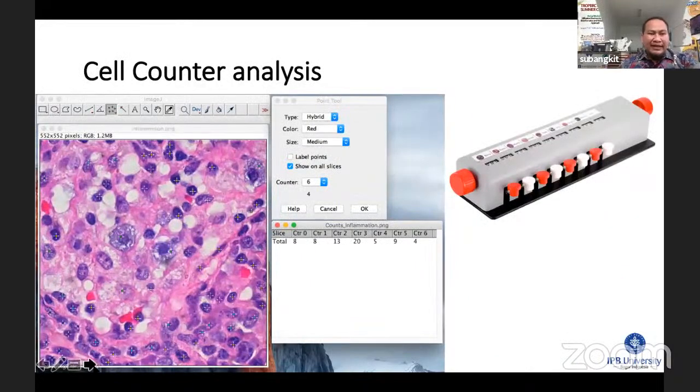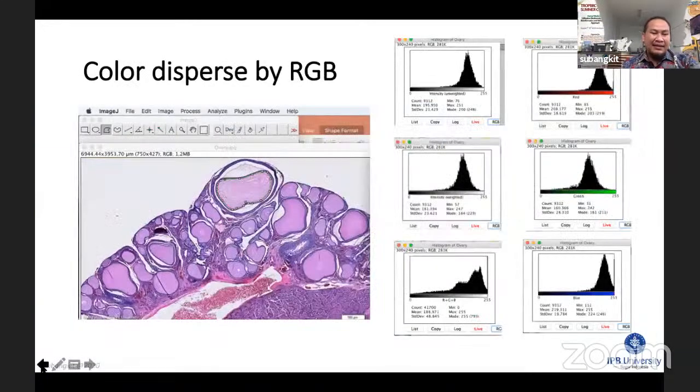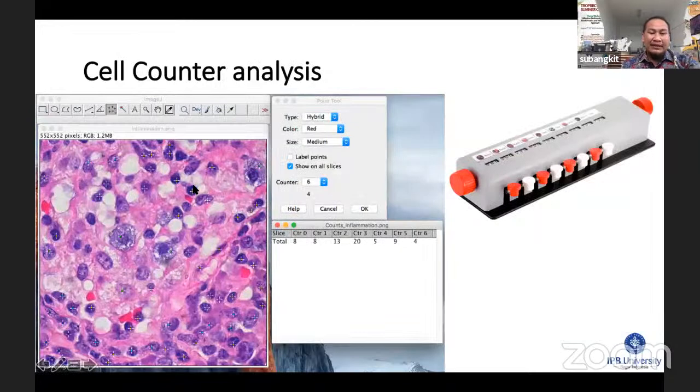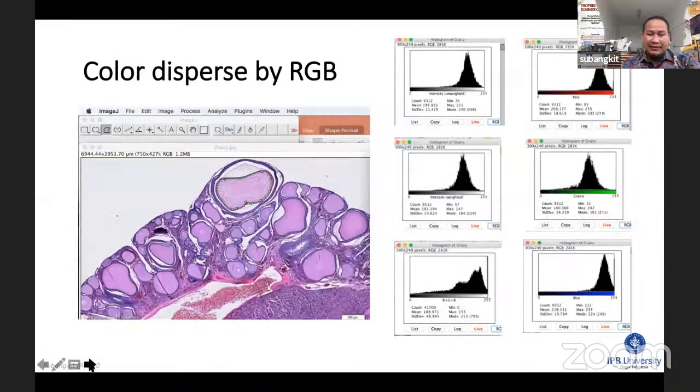And also we can make a counting analysis. As we know, in the conventional method, we use tools where we just push the button and it records the number of how many cells we check in the slide. But in this software, we can count by software, either manually or automatically. I will show you how to count automatically in the next slide.